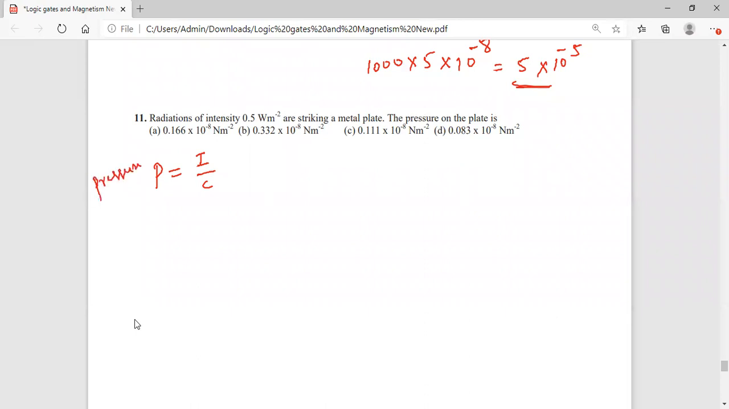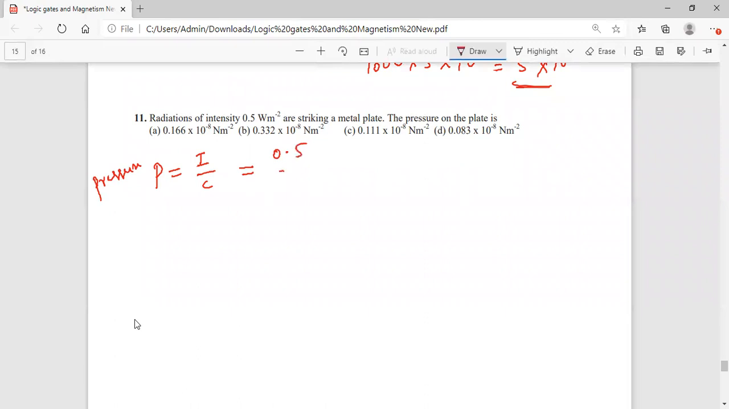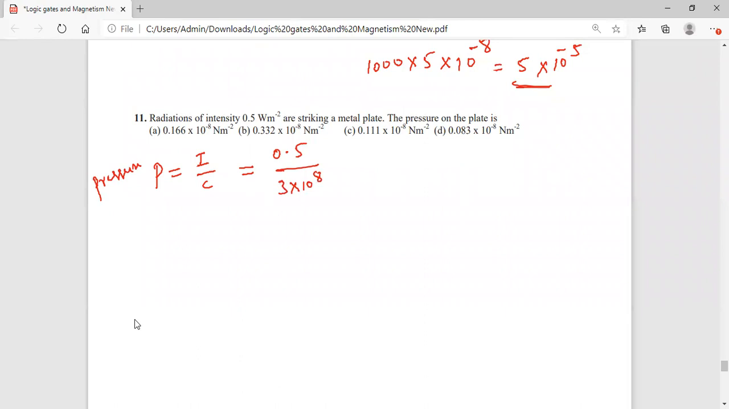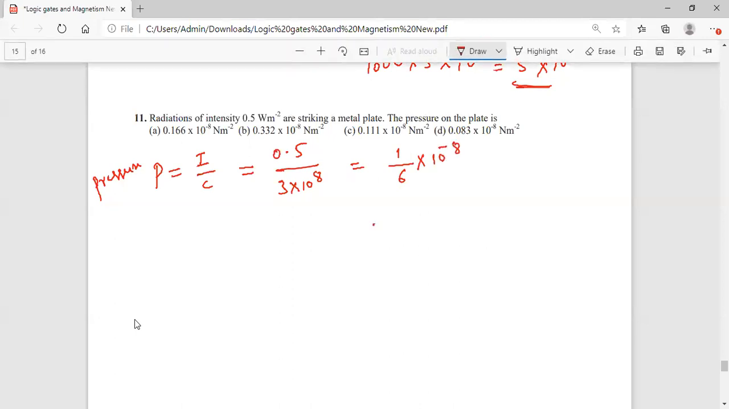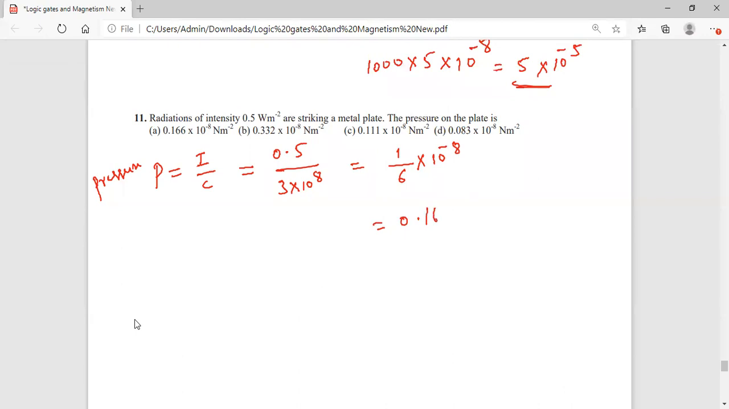The pressure exerted by the radiation is equal to intensity by speed of light. Given intensity is 0.5 divided by the speed of light, which is 3 into 10 to the power of 8. 0.5 means 1 by 2. If the 2 comes to the denominator, 2 into 3 is 6, so 6 into 10 to the power of minus 8, that is 1 by 6, 0.1666 recurring into 10 to the power of minus 8. Therefore, option A is the correct answer.